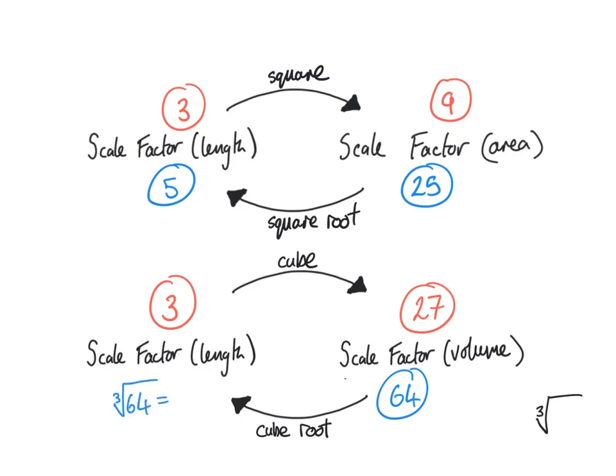Now, the cube root of 64, you'd probably be doing that on your calculator, and the cube root of 64 is simply 4. So this is just the idea of how we move back and forward between the two of those. If you have the understanding of how to get from length to area and length to volume, then it should be easy enough to just perform the inverse operation and work your way back as well.